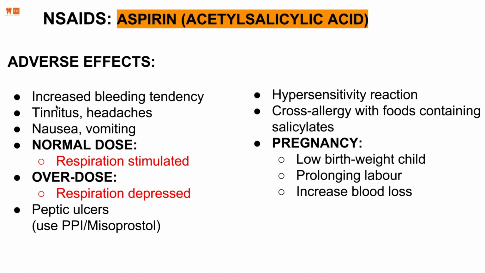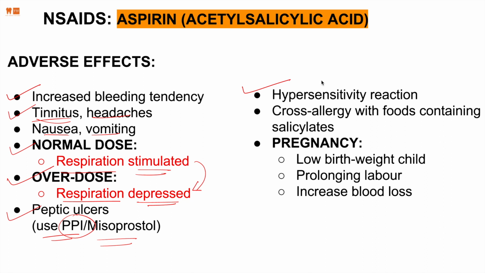Adverse effects of aspirin. There's increased bleeding tendency. We are very, very familiar with this. It also leads to tinnitus. This is specific to aspirin. Also headaches, and nausea, vomiting. At normal doses, the side effect may be respiration stimulation. However, at overdoses, it can cause respiration depression. So remember, it leads to respiratory collapse later on. Peptic ulcers, for which PPI and misoprostol are used.